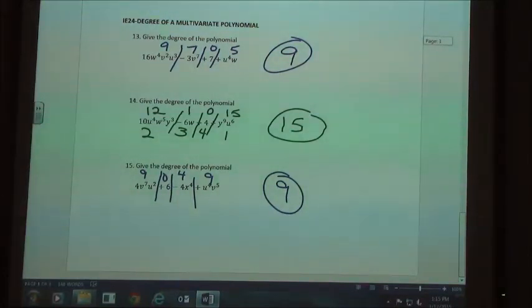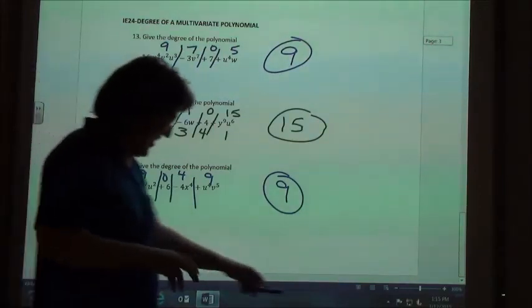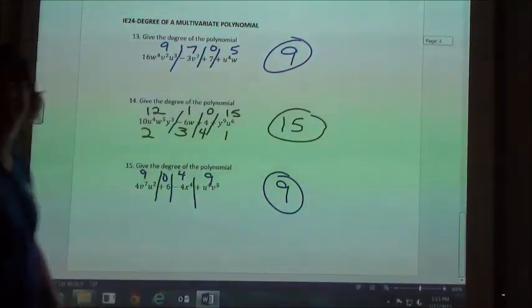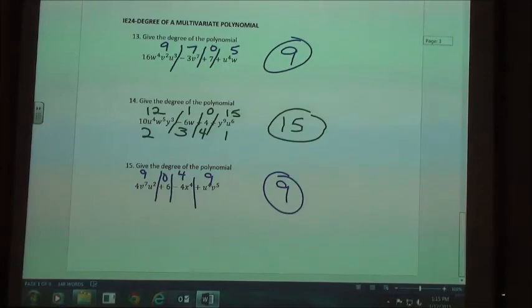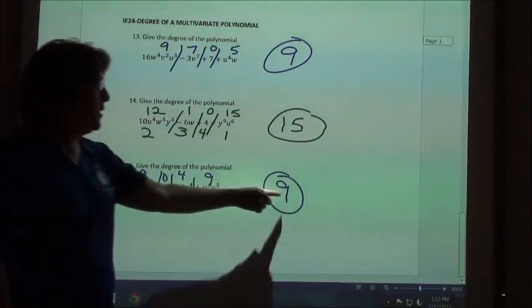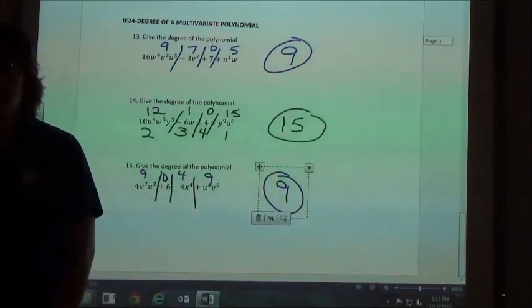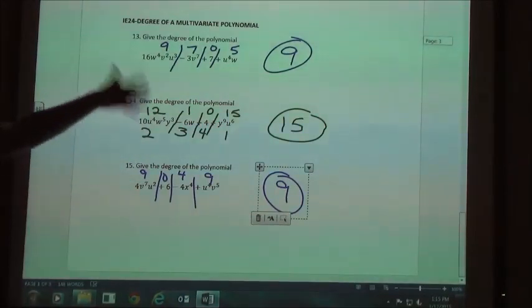So, just some crazy math words. When you do this on ALEKS, do you have to put what the number is, or do you just write the 9? You just put the 9 in on this one. They're just asking what is the degree, so you just put the answer in.